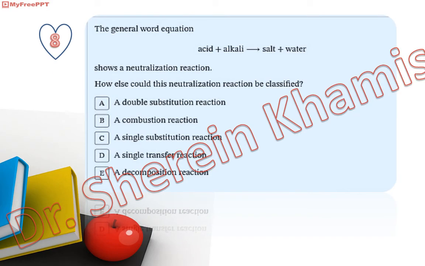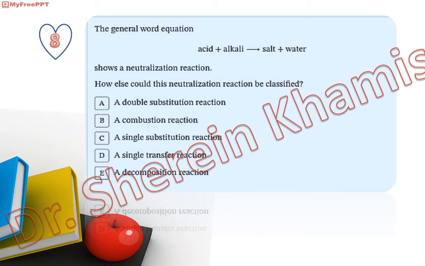Question 8 says that the general word equation is acid and alkali forming salt and water. We call it a neutralization reaction. So how else could this neutralization reaction be classified? We said that we make an exchange between two things: acid and alkali form salt and water.